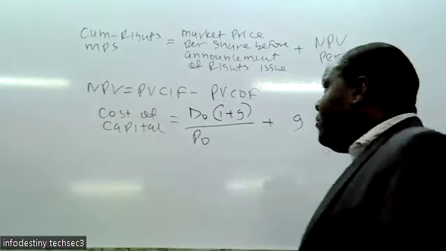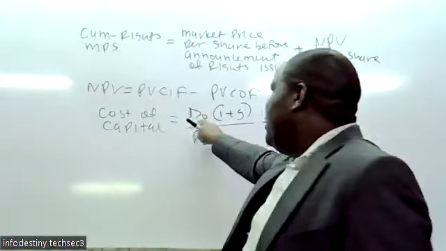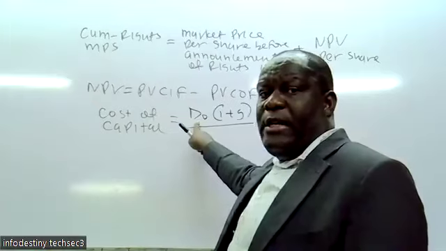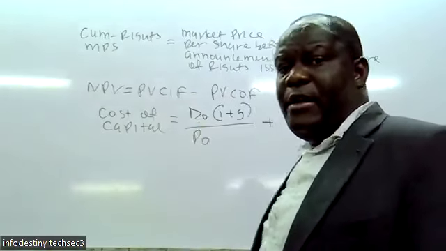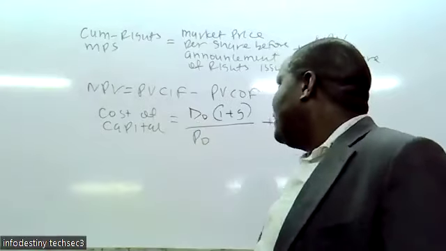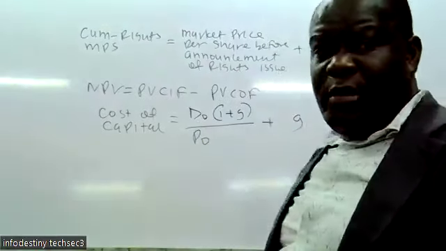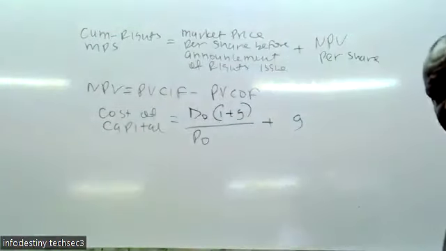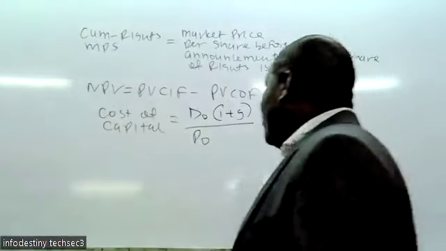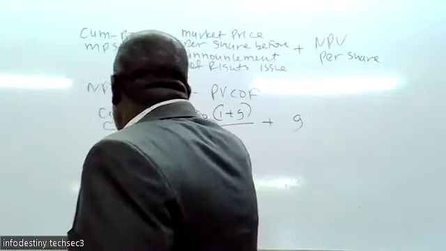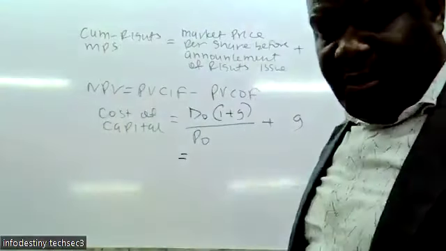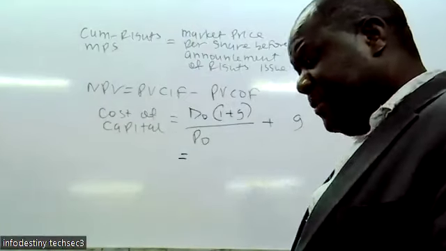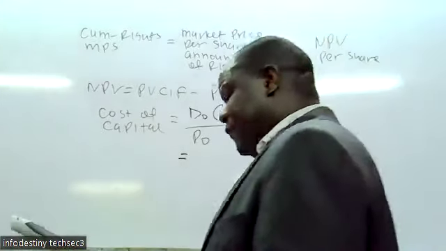So I was saying, to get the cost of capital, D0 is the last dividend that was paid. P0 is the current market price. And then g is the constant growth rate. So going by that, the last dividend that was paid, when you check in the last paragraph, the company paid 5 shillings.